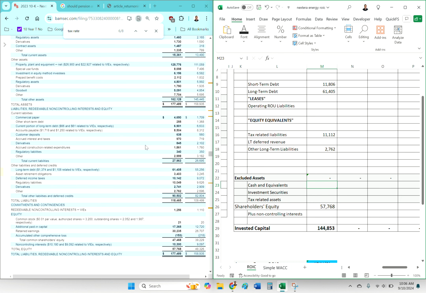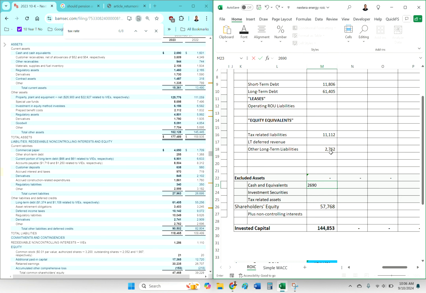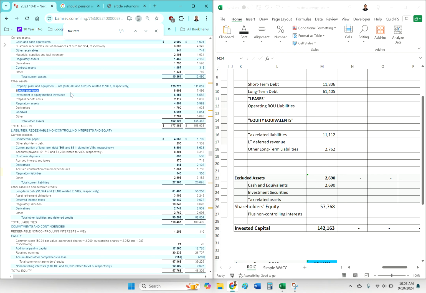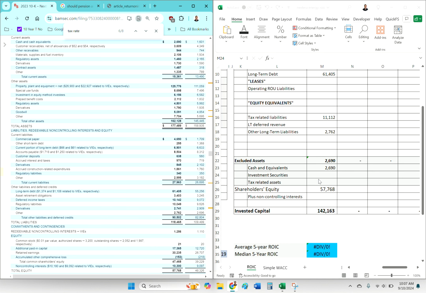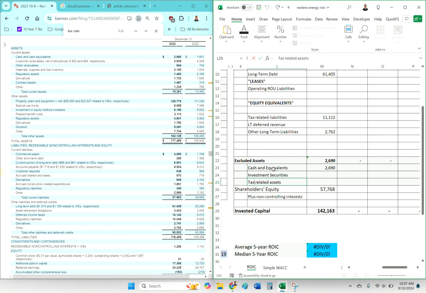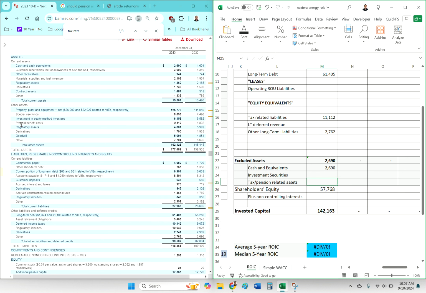Now let's go to the cash, 2690. Investment securities. Remember, I would probably exclude that in this case, but because they are earmarking that for particular use, it's going to be part of the core business. We're not going to include that in investment securities. And then tax-related assets. Remember, you've got to use your memory here, your brain power, that there are pension assets that we excluded in the operating side. So we're going to make sure they are excluded on the financing side.